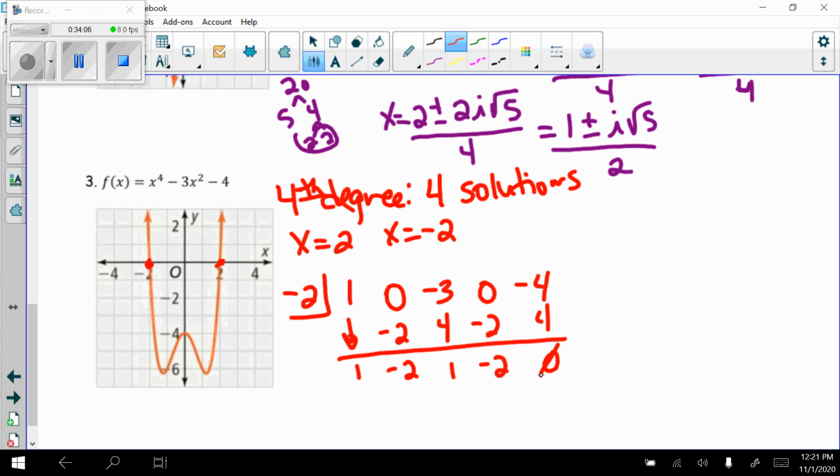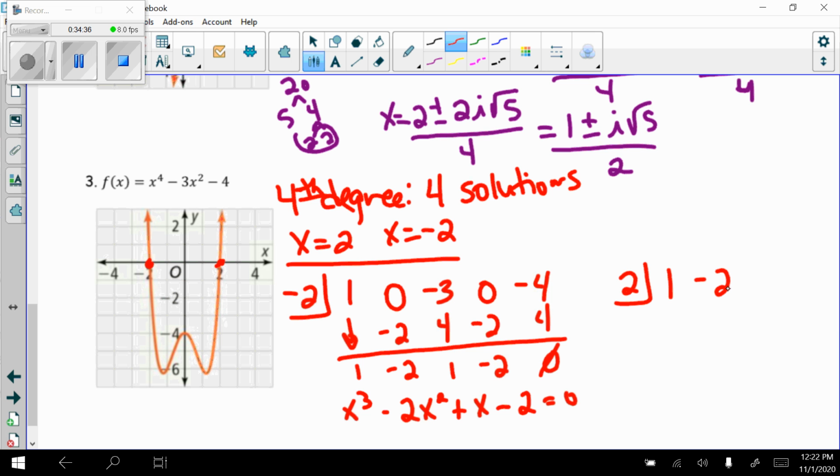This is my new polynomial. Right? This is x cubed minus 2x squared plus x minus 2. We would have to factor that, but I don't really have to factor it because remember up here I already know another 0. So I can do synthetic division again on these coefficients with the other 0 that I didn't already use. So now I'm going to use the positive 2 with synthetic division on these coefficients: 1, negative 2, 1, negative 2.